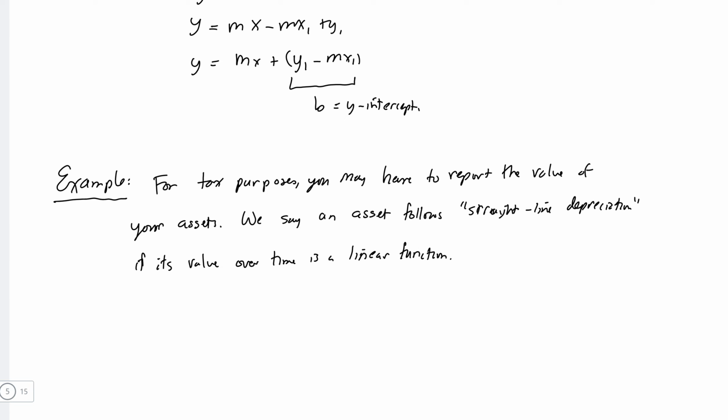Just to point out, I didn't choose this terminology. There's no reason to say straight line. All lines are straight. There's no other type of line. So probably linear appreciation would be a better term for this, but this is what it's called.